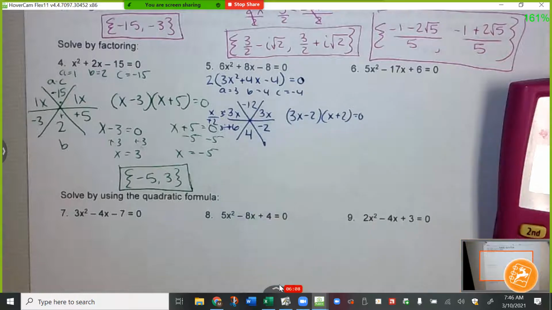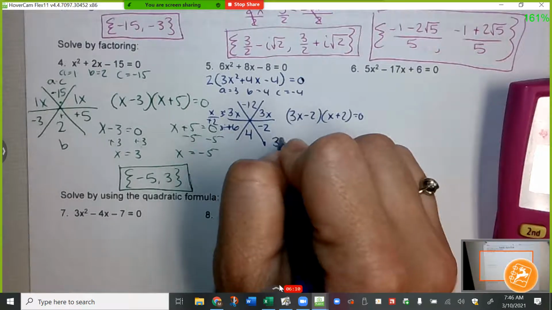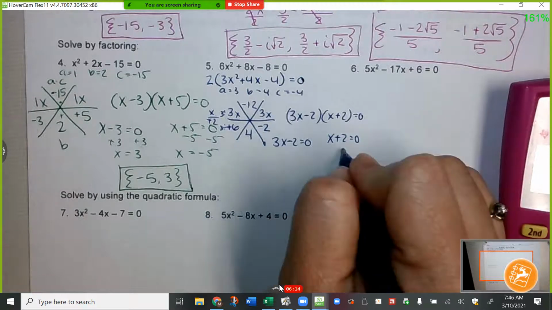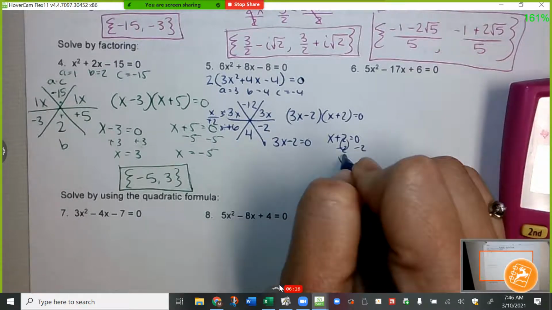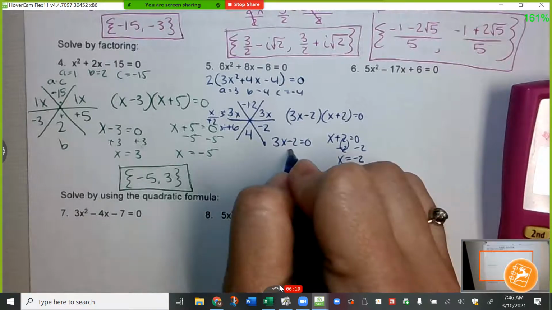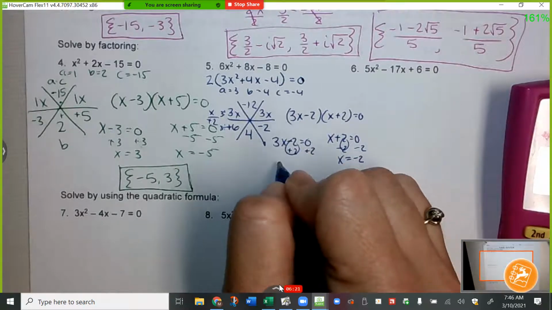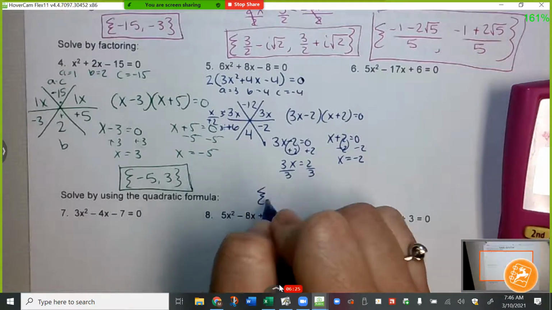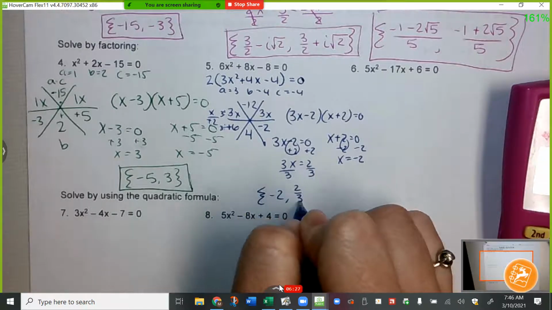And we're going to set those equal to 0 and solve. So 3x minus 2 equals 0. x plus 2 equals 0. Subtract 2 from both sides. x equals negative 2. Add 2 to both sides. 3x equals 2. Divide by 3. So I get negative 2 and 2/3.